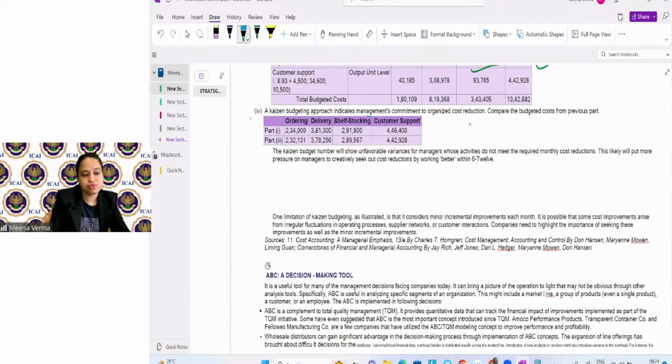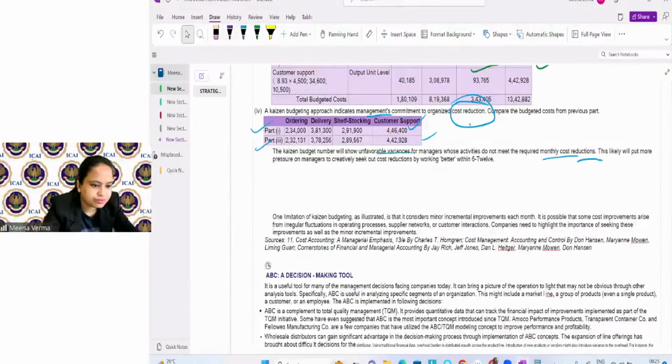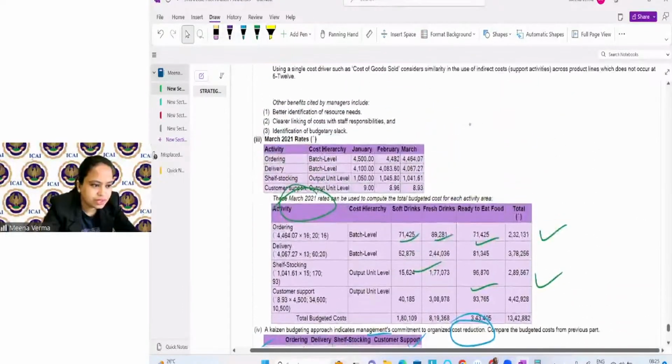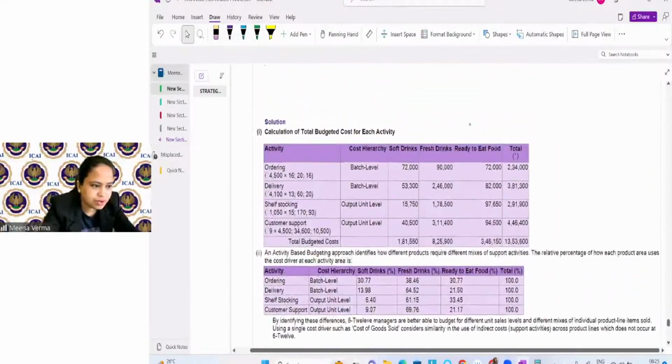It is given here. If you implement Kaizen costing, this will help in cost reduction. It improves the quality and the value for the customer also. Okay. So they have given you that in part 1, these are the costs, and in part 2, these are the costs, right? They have just compared January and March. Kaizen budget numbers will show unfavorable variances for managers whose activity does not meet the required monthly cost reduction. Okay, I think they have given you some more information about the Kaizen costing.